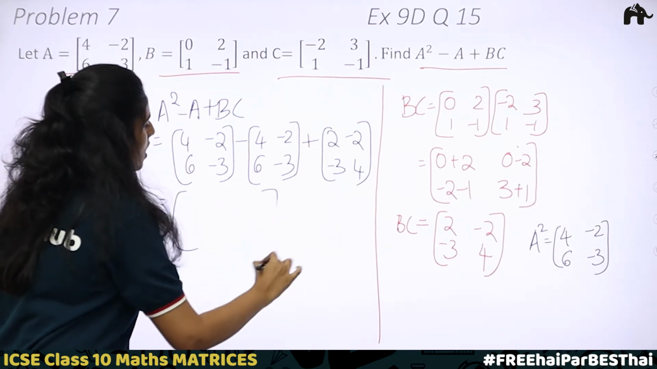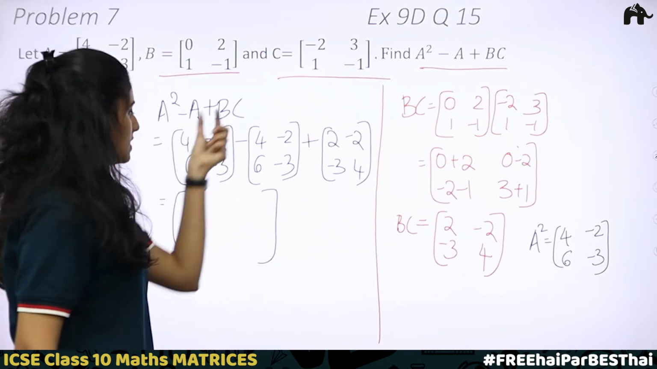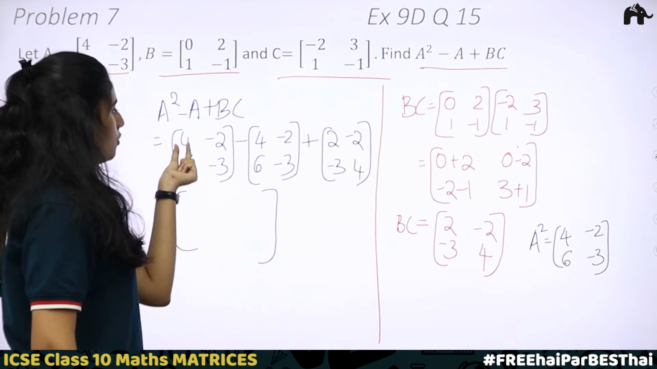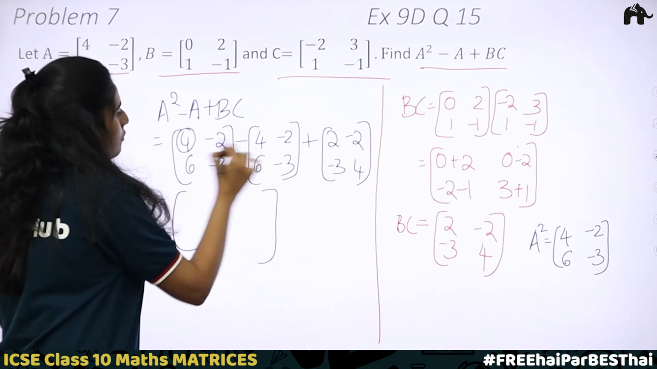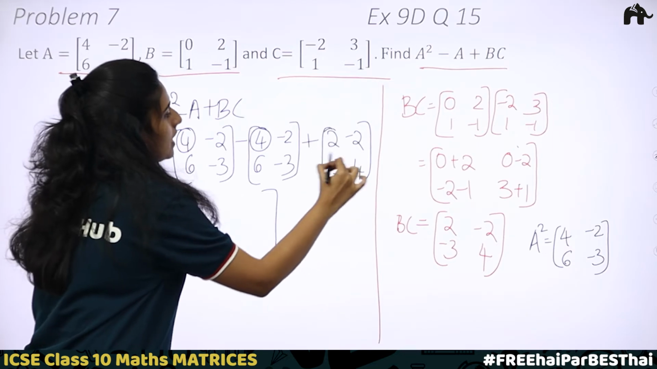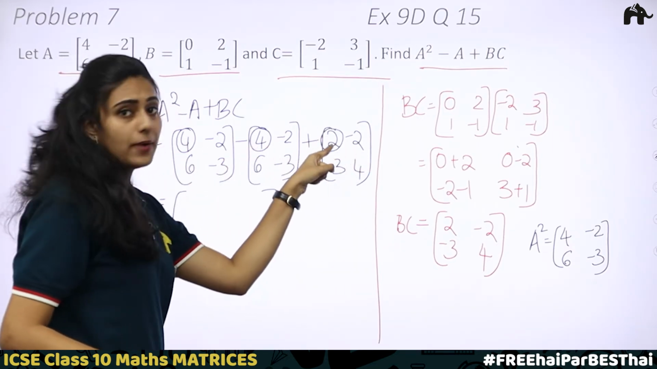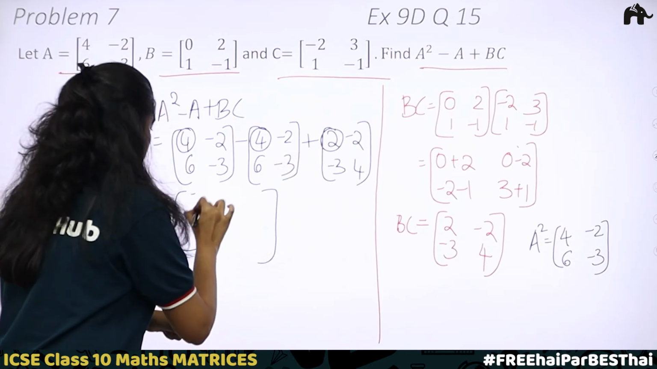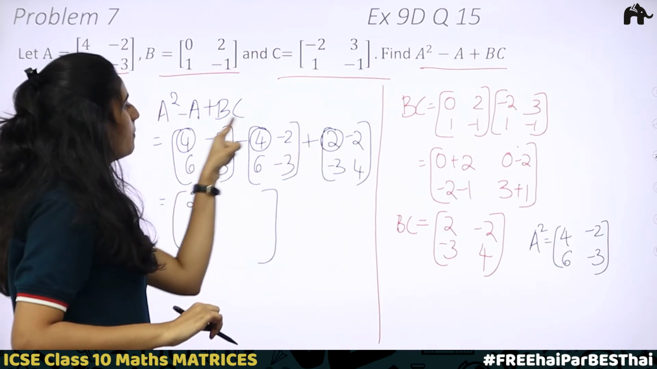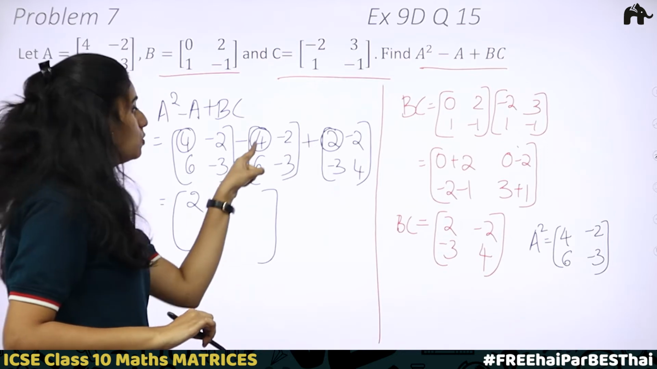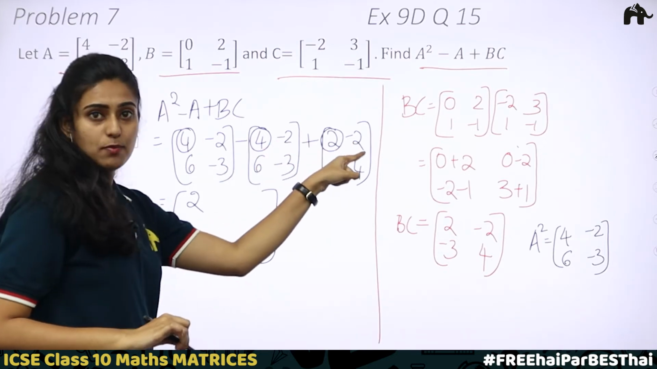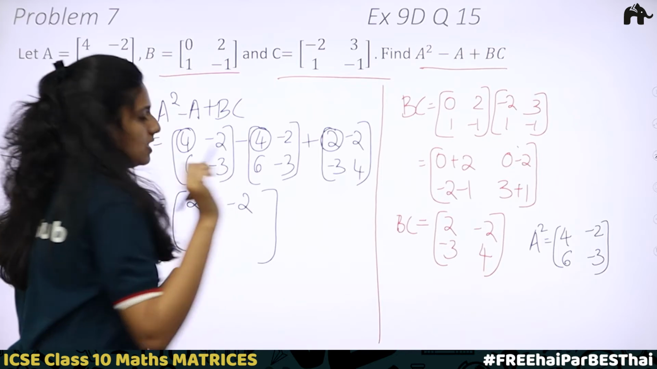To get the elements of A square minus A plus BC, first here we have 4, considering the first elements. 4, here again 4, then 2. 4 minus 4 is 0. 0 plus 2 is 2. Minus 2 minus minus 2. Minus 2 plus 2 is 0. Here we have a minus 2. Second element is minus 2.